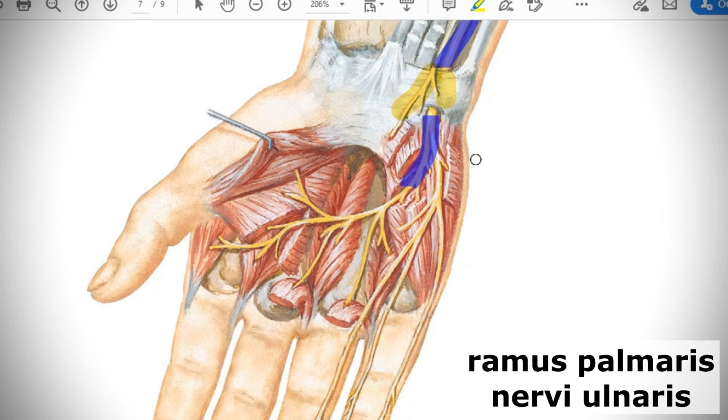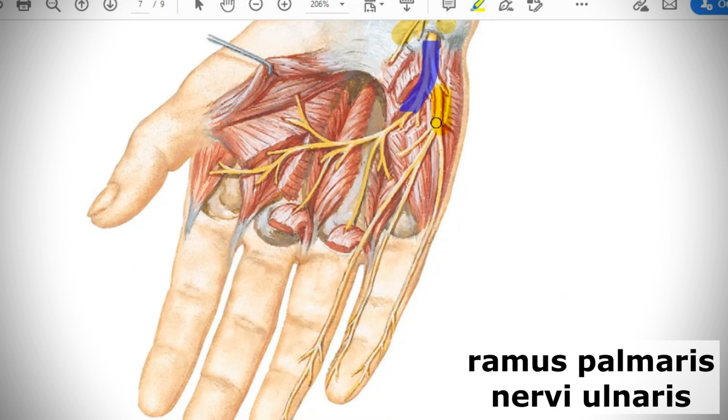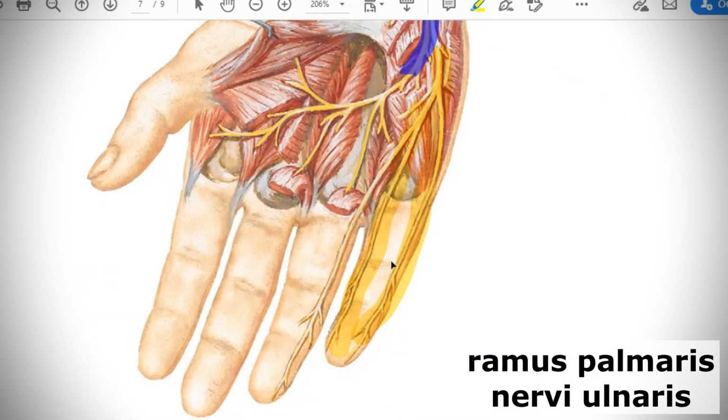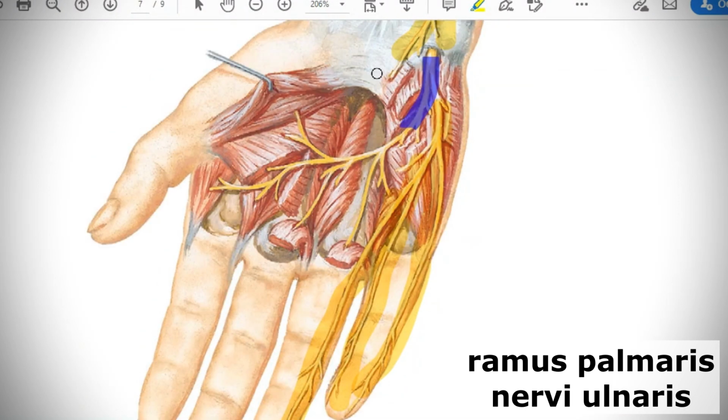The superficial one is also sensory, and this superficial branch divides into proper palmar digital nerves that supply all the palmar surface of your fifth finger and the medial aspect of the fourth finger, and this half of the skin of the palmar surface of the hand. The deep branch, ramus profundus of the palmar part of ulnaris, is actually a motor branch, and it goes and supplies all the rest of the muscles of your hand.